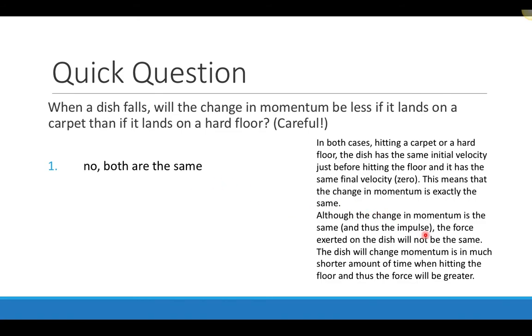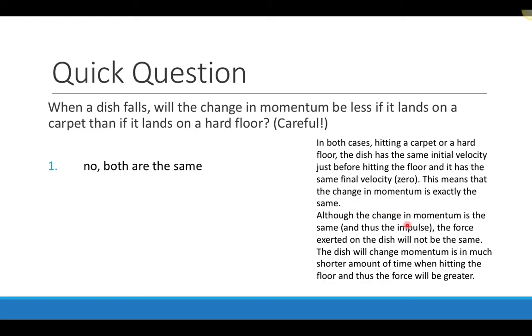So in both of these cases, hitting a carpet or a hard floor, the dish has the same initial velocity just before hitting the floor as it does when it hits the carpet. And then it has the same final velocity. They both come to rest. So the dish has the same initial velocity and the same final velocity. This means that the change in momentum is exactly the same for both, because momentum depends on mass and velocity. So they both start with the same initial velocity and end with the same velocity.